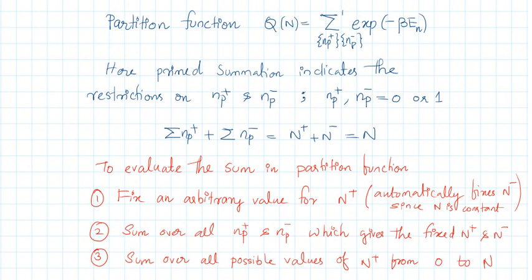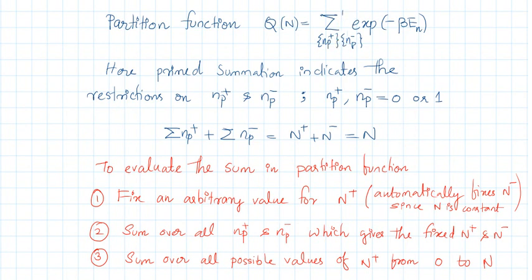Okay, for a particular N plus, there are various possibilities for n_p plus and n_p minus which give you the same N plus. So sum over all those possibilities. Then sum over all possible values of N plus, which is from 0 to N. You can have all the particles anti-parallel to B, then N plus will be 0. You can have all the particles parallel to B, then N plus will be N. So N plus can vary from 0 to N. So first you fix N plus and sum over all the possible n_p plus and n_p minus, then vary N plus from 0 to N. That will give you the total sum.